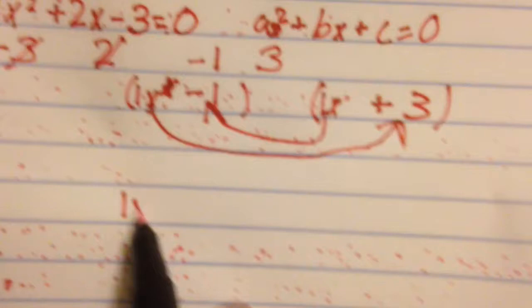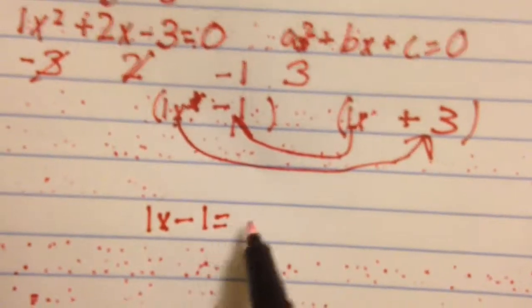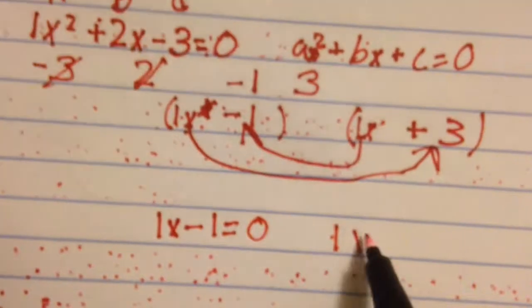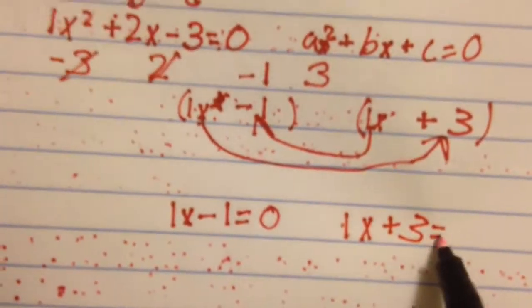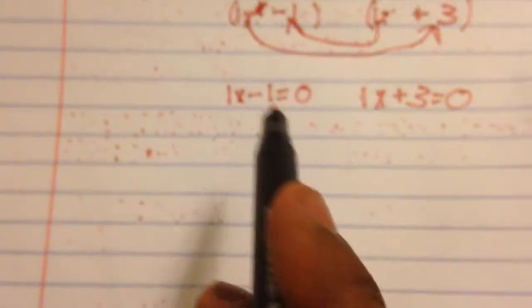So what you do is you set it up: 1x minus 1 equals 0, and then 1x plus 3 equals 0. This is a basic, simple, easy algebraic equation. You can just ignore those ones now, because technically they're invisible. They have magic powers. Anyway, you add 1 to this one, and you add 1 to this one. x equals 1.